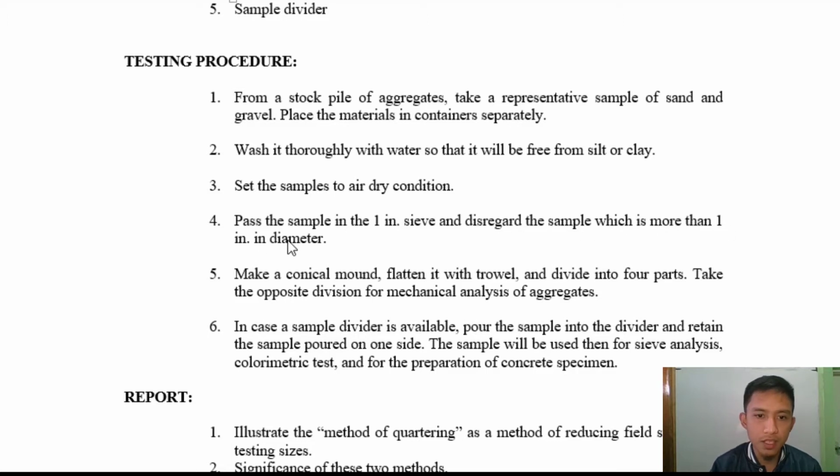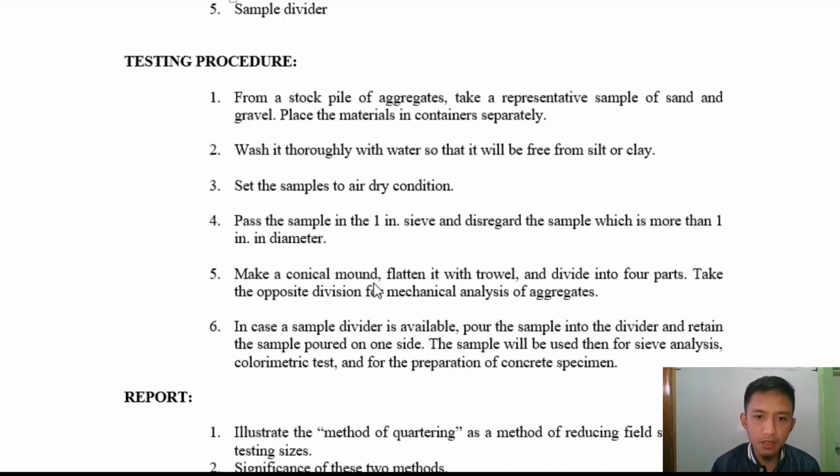Number 4 is to pass the sample through the 1-inch sieve and disregard the sample which is more than 1 inch in diameter. I already did that, so that is not included in the video. But in case you just gather raw aggregate from the stockpile, then you need to do this. You need to screen it, and you will consider those that pass the sieve with opening 1 inch, and then disregard the 1 inch and above.